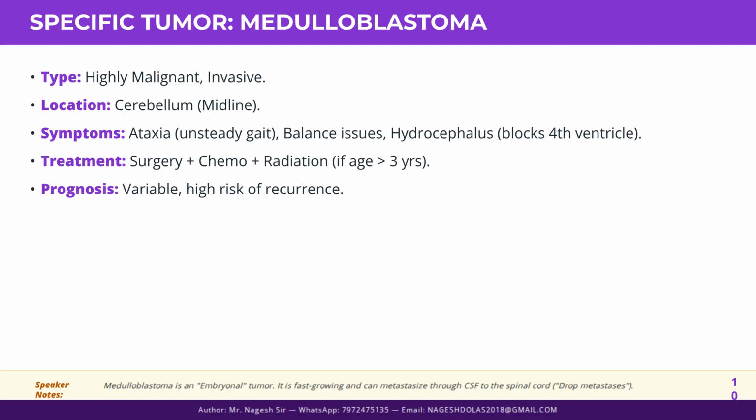Medulloblastoma is a highly malignant invasive tumor located in the cerebellum. Symptoms include ataxia, balance issues, and hydrocephalus. Treatment involves surgery, chemotherapy, and radiation if the child is over 3 years old. The prognosis is variable with a high risk of recurrence.